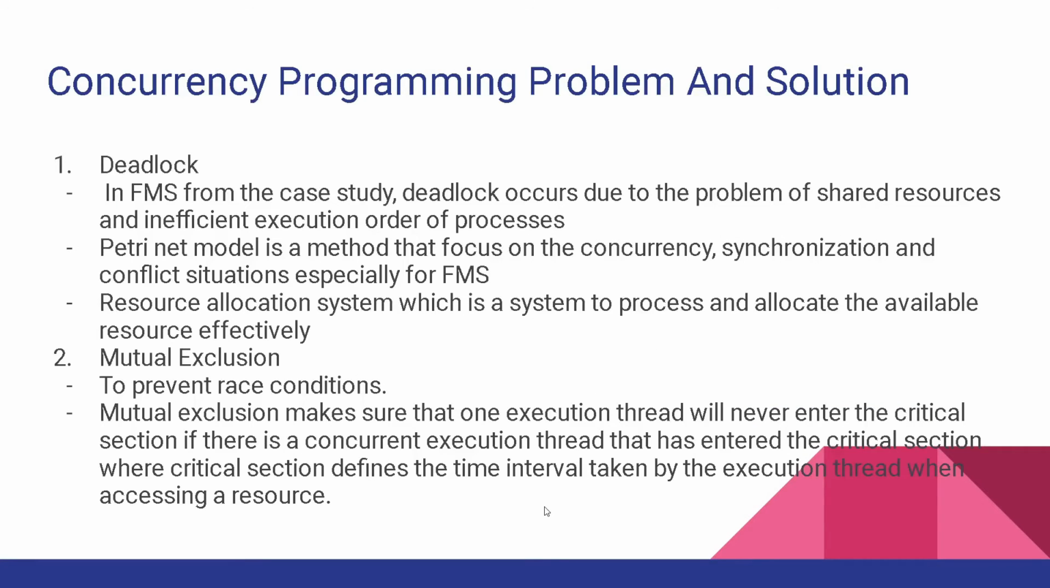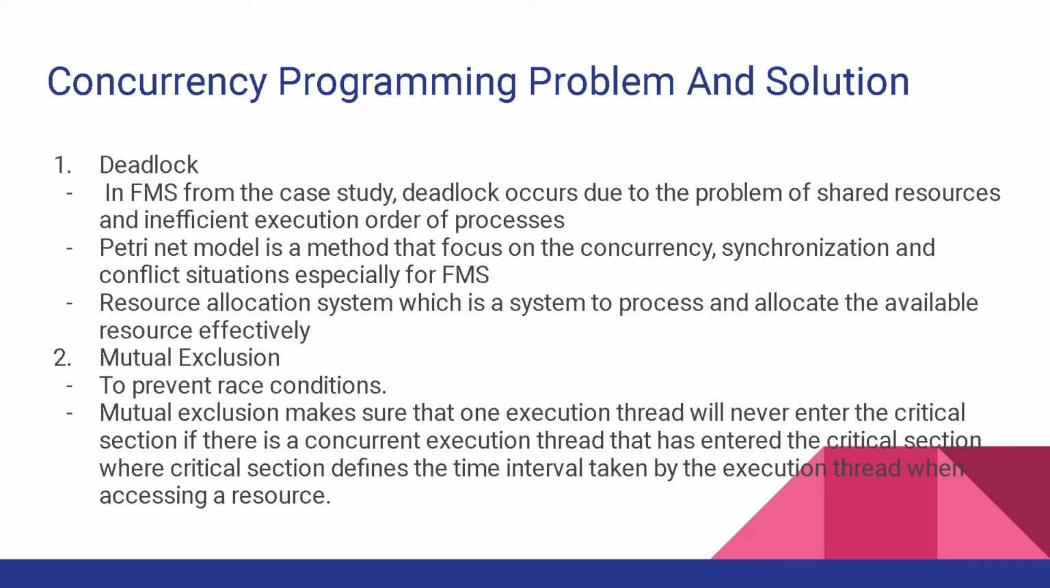For our group, the concurrency programming problems and solutions are two CP problems: deadlock and mutual exclusion. For the deadlock, we have a problem because of shared resources and inefficient execution order of processes. There are two solutions for deadlock: the Petri Net model, a method that focuses on concurrency synchronization and conflict situations in FMS, and a resource allocation system to ensure resources are shared effectively.